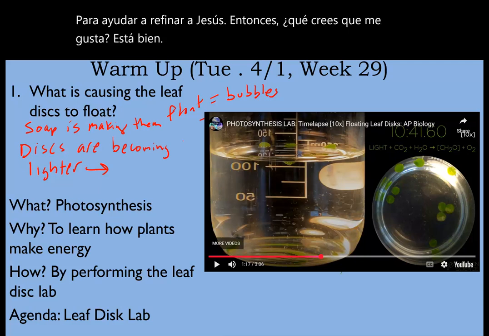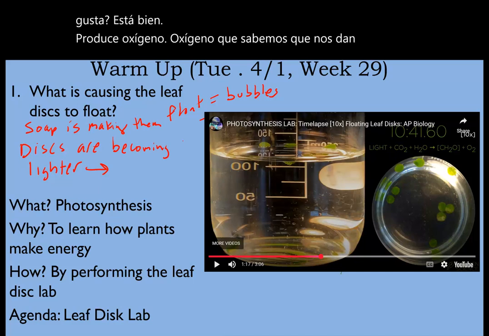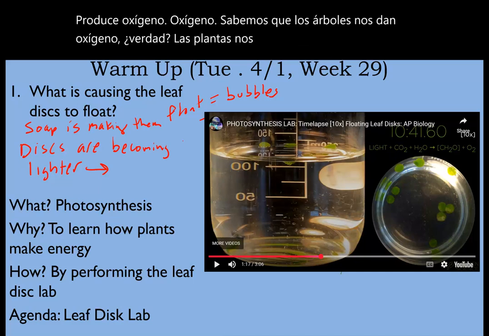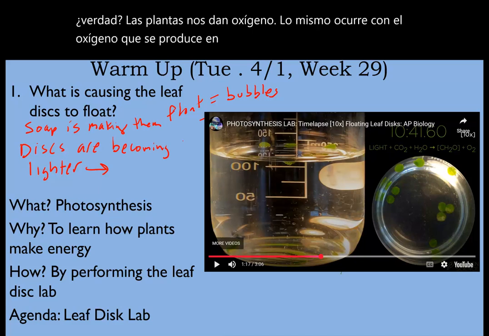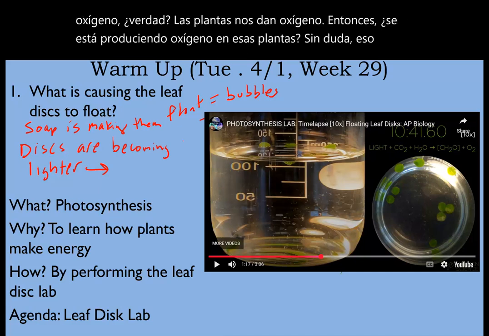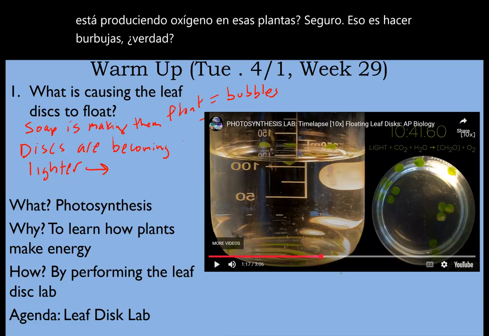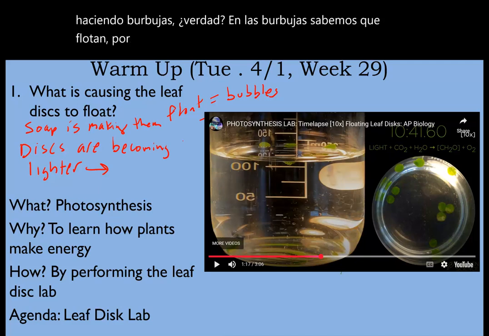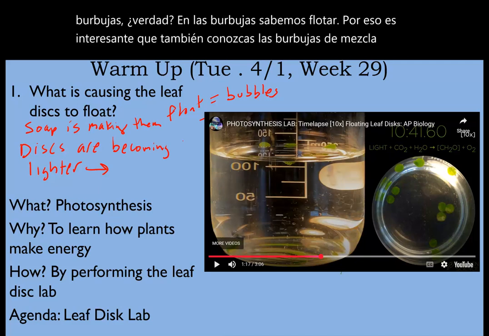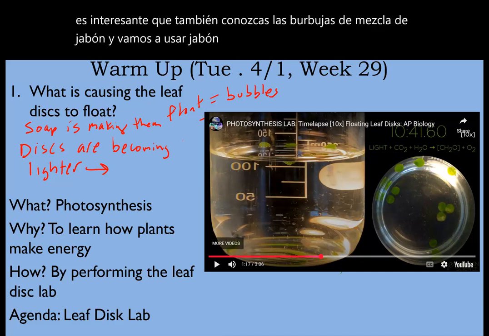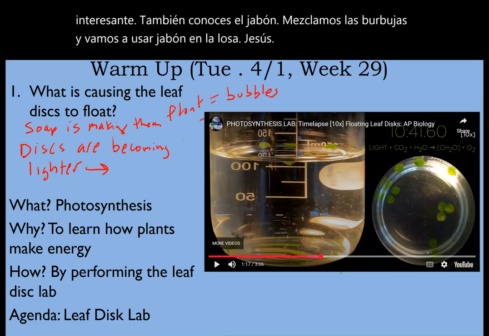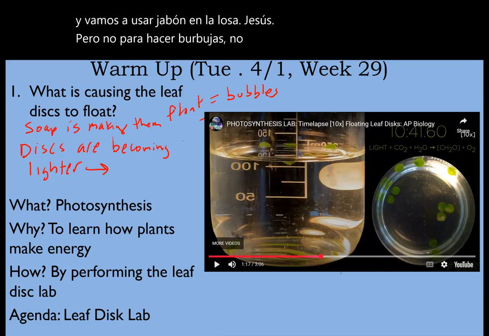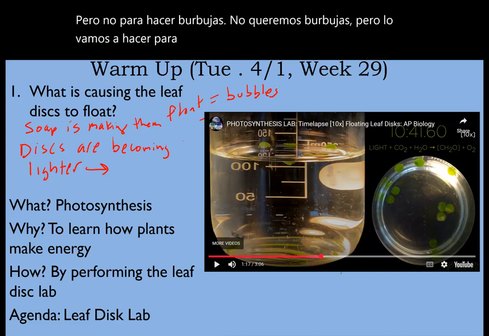Makes oxygen. Oxygen. We know that trees give us oxygen, right? Plants give us oxygen. So is oxygen being made in those plants? For sure. That's making bubbles, right? And bubbles we know float. That's why it's interesting. You also know soap makes bubbles. And we're going to use soap in this lab, Jesus, but not to make bubbles. We don't want bubbles, but we're going to do it to make the water sink the leaves more effectively. But I'll talk about more of that later.